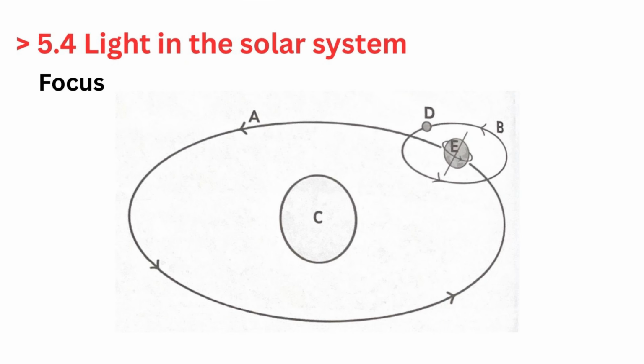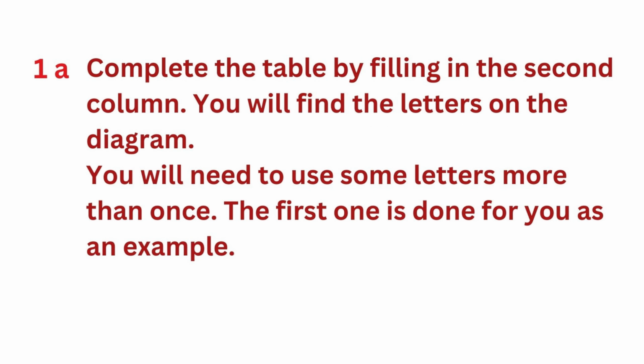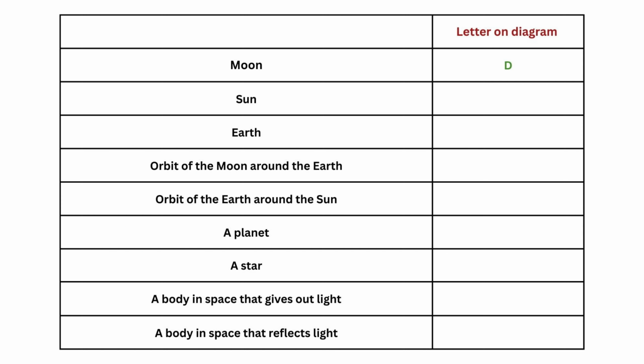5.4 Light in the solar system. Focus. Question number 1a. Complete the table by filling in the second column. You will find the letters on the diagram. You will need to use some letters more than once. The first one is done for you as an example. Letter on diagram: Moon, D. Sun, C. Earth, E.